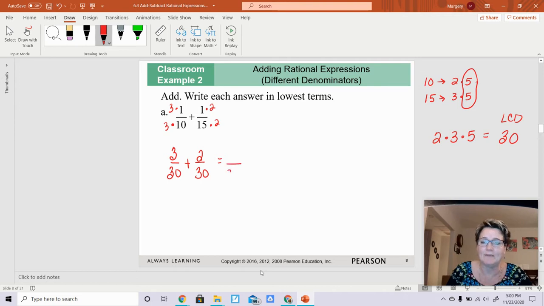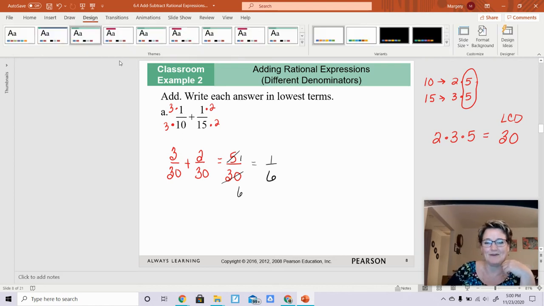Now, my denominators are the same, and that's 30. Now you add the numerators together. 3 plus 2 is 5. Remember, if you can reduce the fraction, you must do so. 5 goes into 5 once, 5 goes into 30 6 times. So your answer is going to be 1/6, and you're done. Move on to the next one.